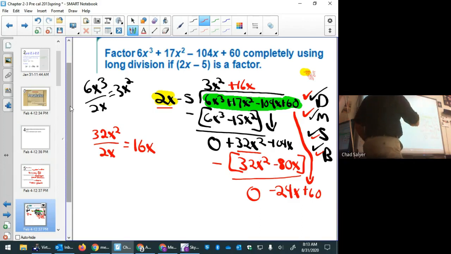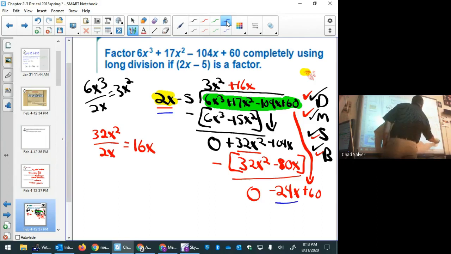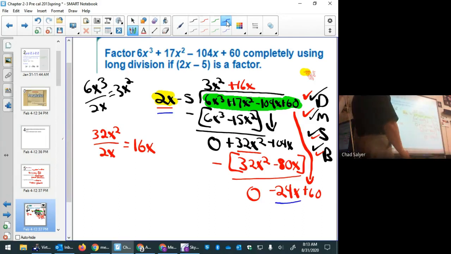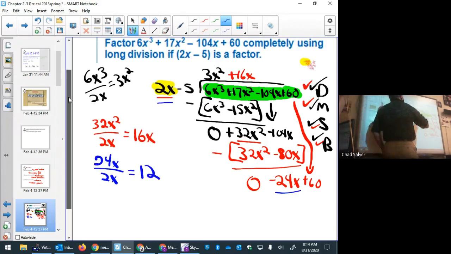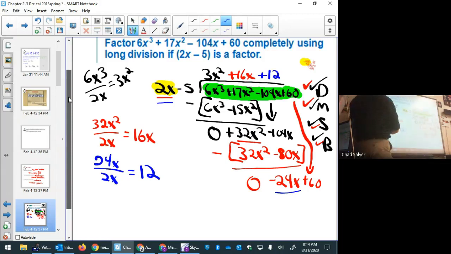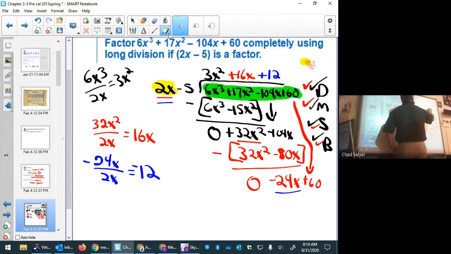One more time. So now we're going to do 2x into 24x. So 24x divided by 2x equals 12. Everybody see that? Stop me if you're not sure where a number came from. And then 12 times 2x, I'm sorry, that's negative 24x, so that should be a negative 12. Not bad.